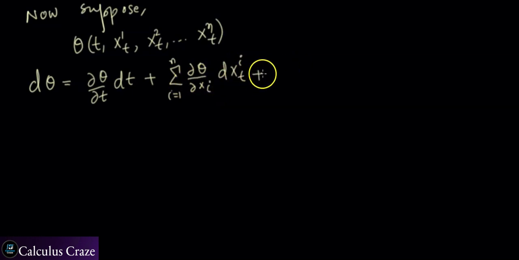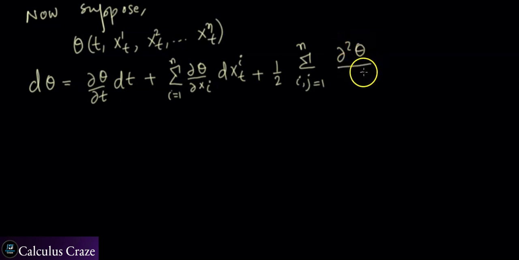So it is a sum that will open up, and then you have to add half of the double sum, where my indexes i and j are running from 1 till n. It contains the second partial derivatives of theta, first differentiating with respect to xj and then with respect to xi, and then you multiply it with dxi and dxj of t, right? So this is how you can compute the dynamics of theta, which is depending on n processes, and all of those n processes are depending on the other m Brownian motions.